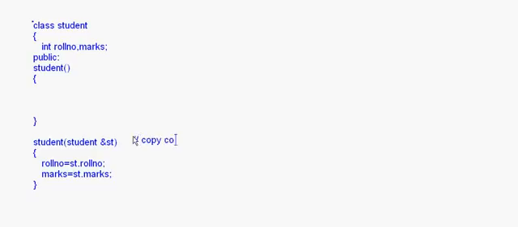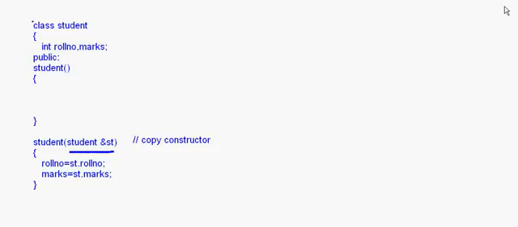This is the copy constructor, right? Whenever we write a copy constructor, the copy constructor always takes an object of that particular class as a parameter, right? So here we have written student ampersand st. So this st is an object of this student class, right?